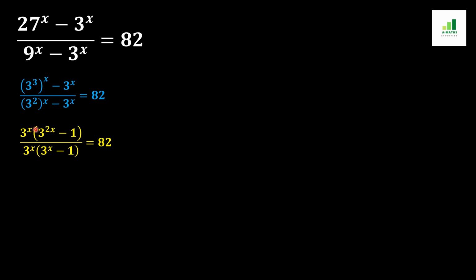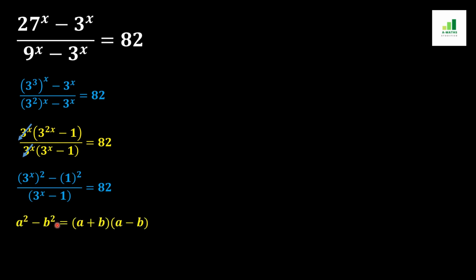Now this 3^x and this 3^x will cancel out together, and in the next step we can write this 3^2x as (3^x) squared, minus this 1 can be written as 1 squared, and overall 3^x minus 1 equal to 82 will remain the same. Now as we know from the basic rule of algebra, a squared minus b squared will be equal to a plus b times a minus b.